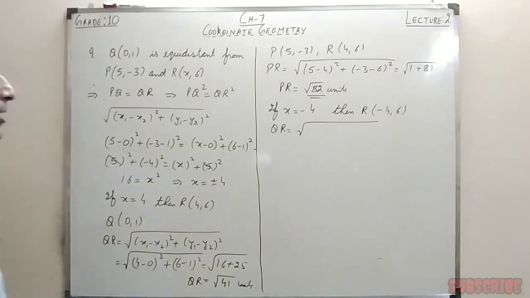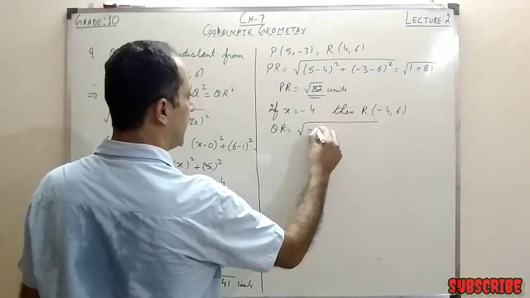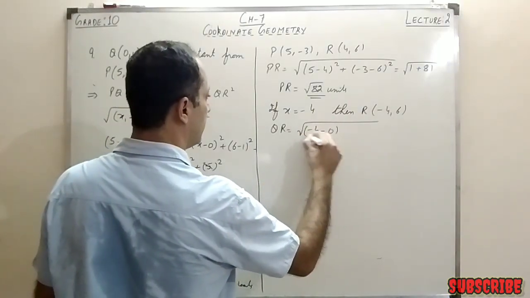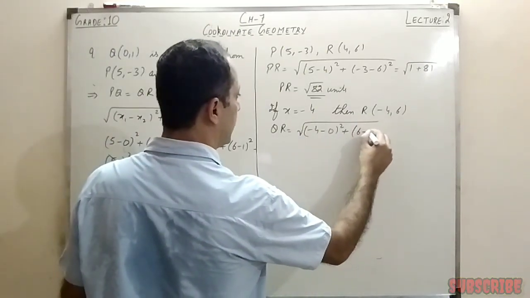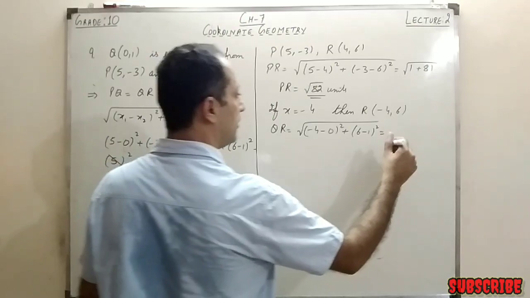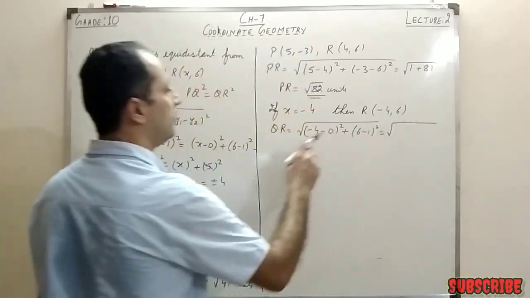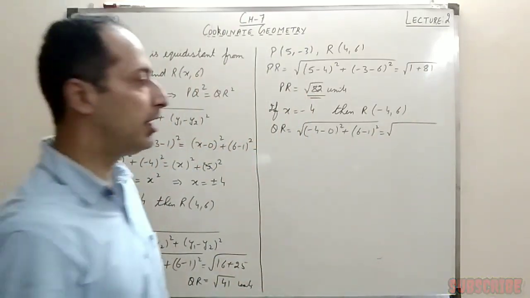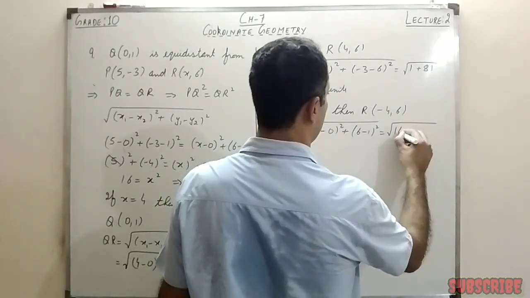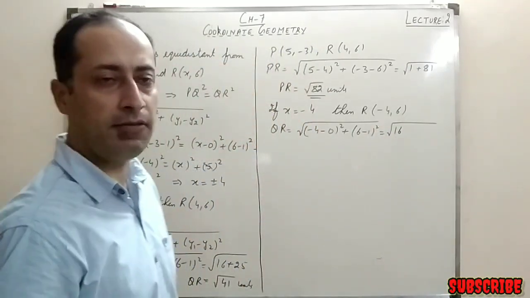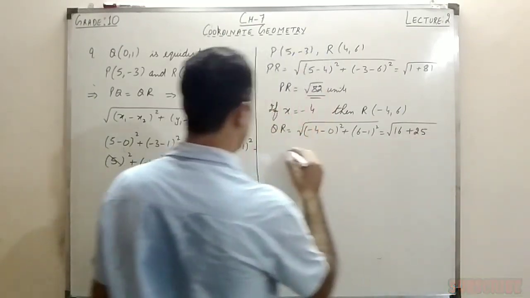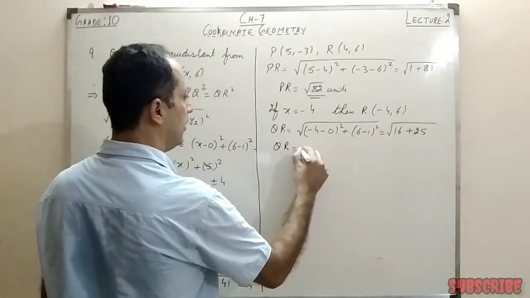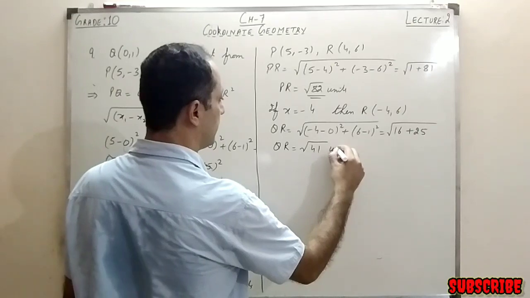So this is (minus 4 minus 0) whole square plus (6 minus 1) whole square. So this is again minus 4 minus 0 becomes minus 4 and the square is 16. And 6 minus 1 is 5, 5's whole square is 25. So I get the value of QR here, again root 41 units.